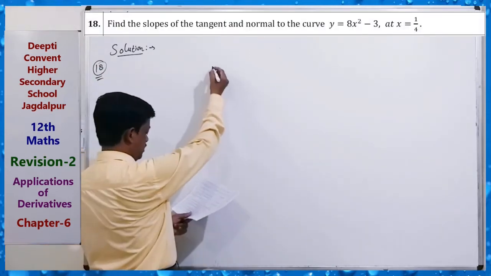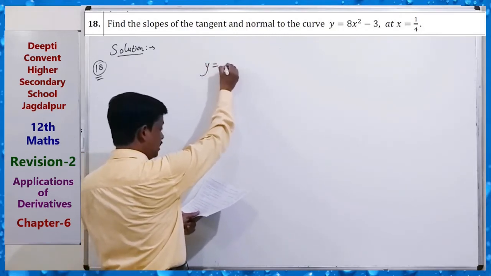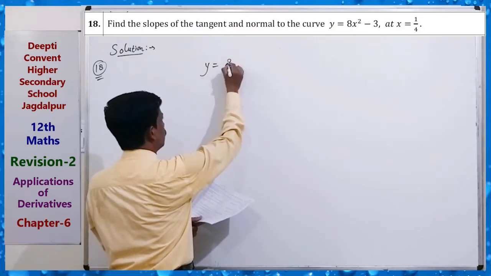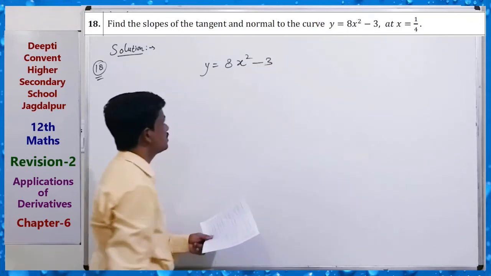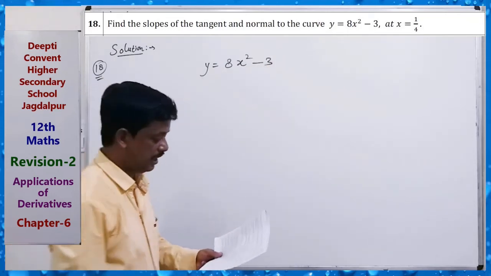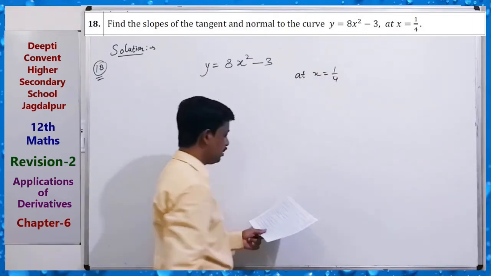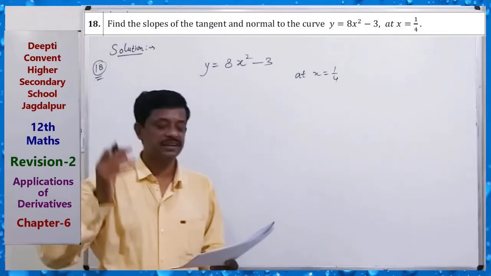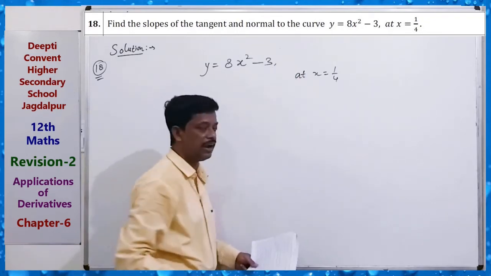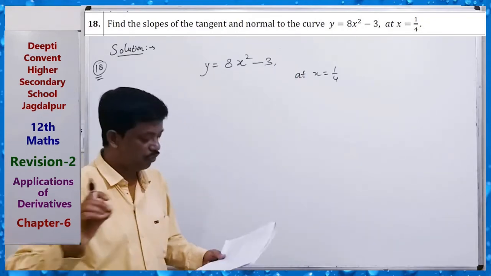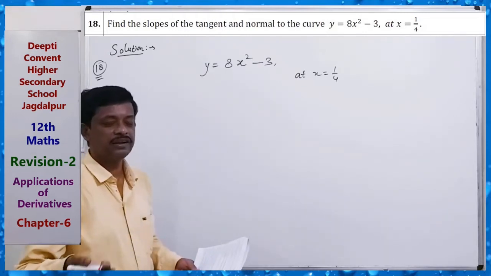Here the curve is given: y equals 8x square minus 3, and x equals 1 by 4. The question is: find the slope of the tangent and normal to this curve at the point where x equals 1 by 4. So the slope can be found for the normal or the tangent.